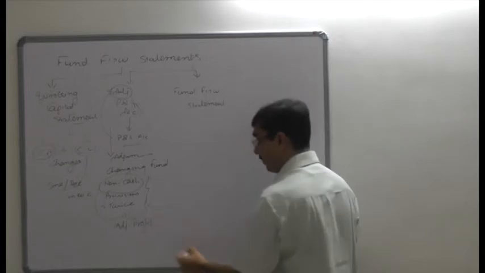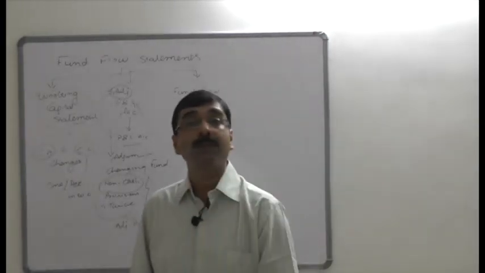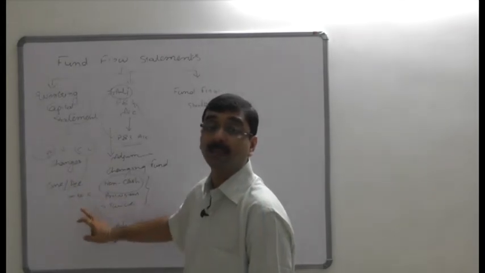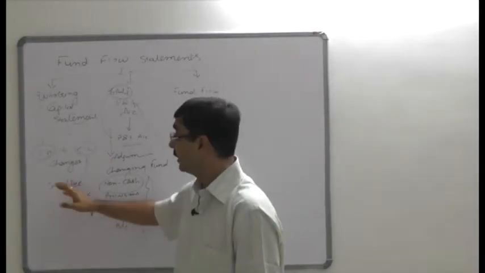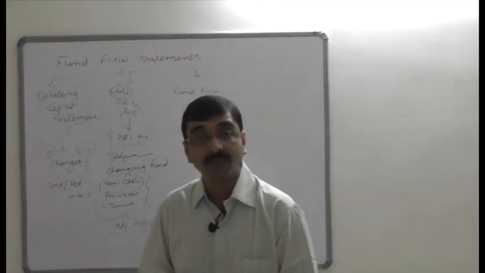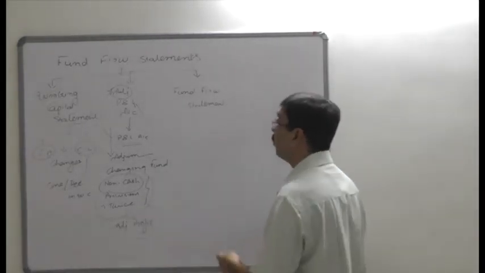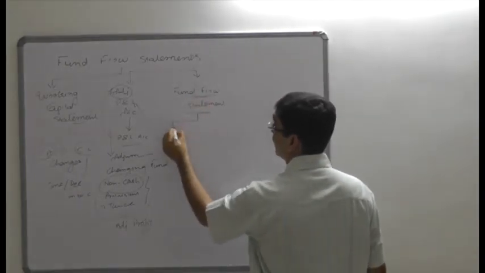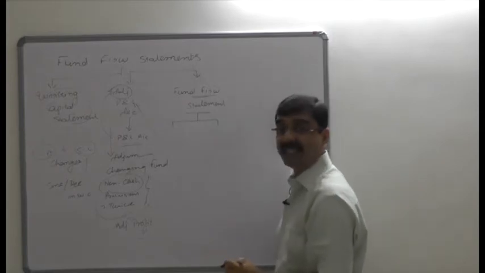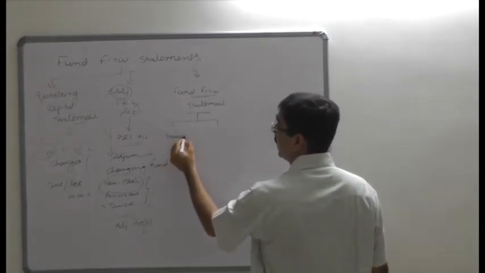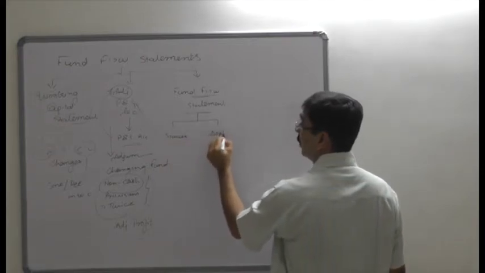This adjusted profit is considered a source of fund. The decrease in working capital is ultimately a source of fund, whereas the increase in working capital is a part of the application of fund. And then the third most important statement is the fund flow statement itself, which is prepared in a T-shaped format and shows the sources and application of fund.